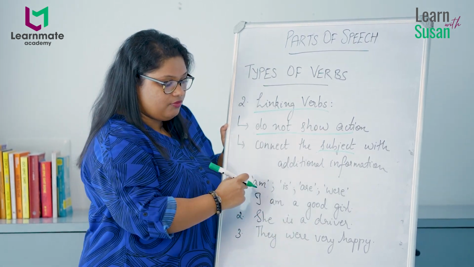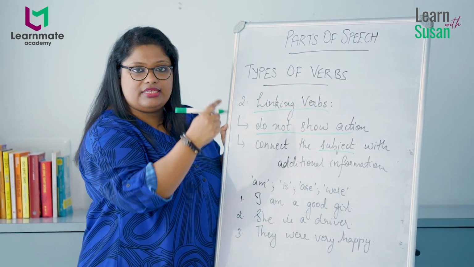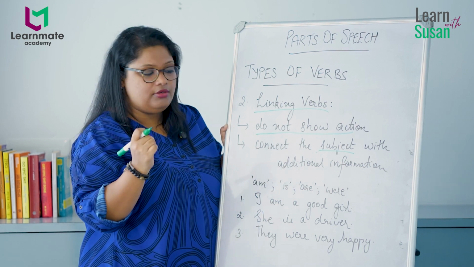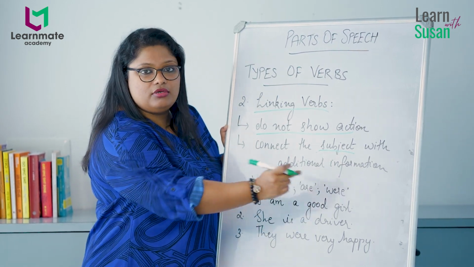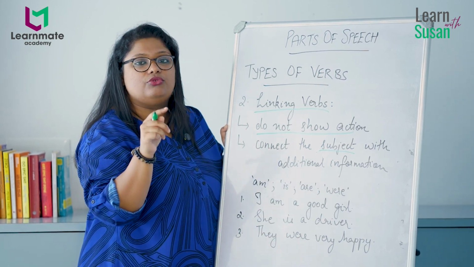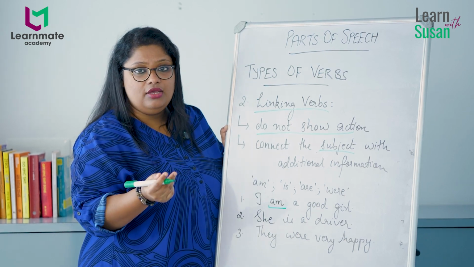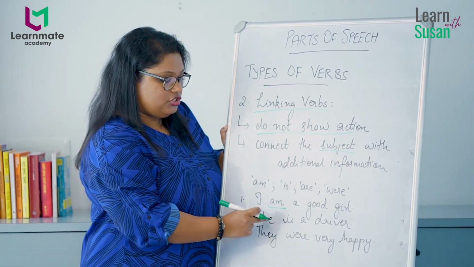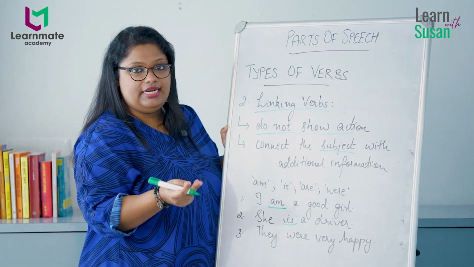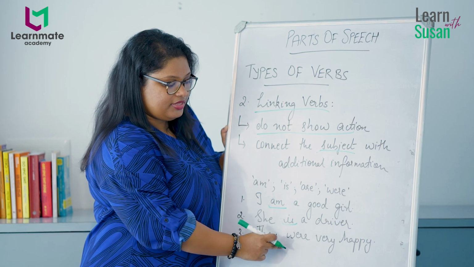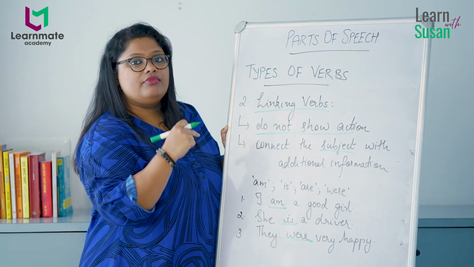Here are some linking verbs that I've given as examples: am, is, are, were, and there's a long list of linking verbs. You can check it out, and these are some of the examples I've written. I am a good girl. If anybody asks you to identify the verb, then am becomes the verb, which is a linking verb. She is a driver. So is becomes the linking verb in the sentence. They were very happy. Were becomes the linking verb.